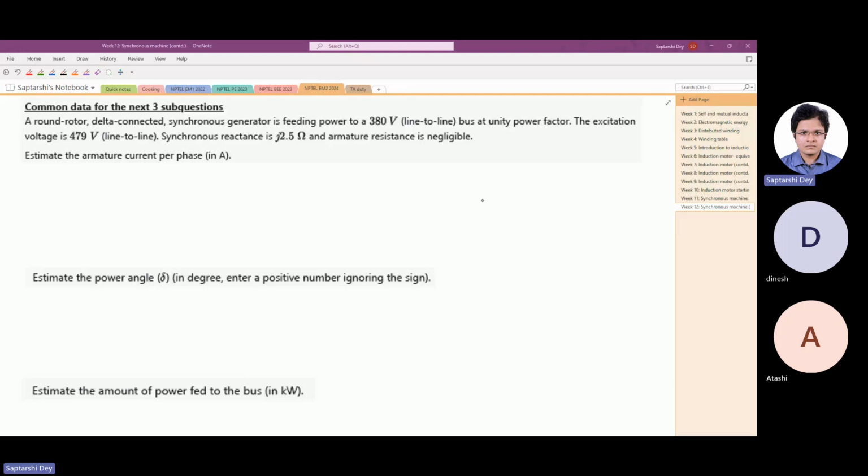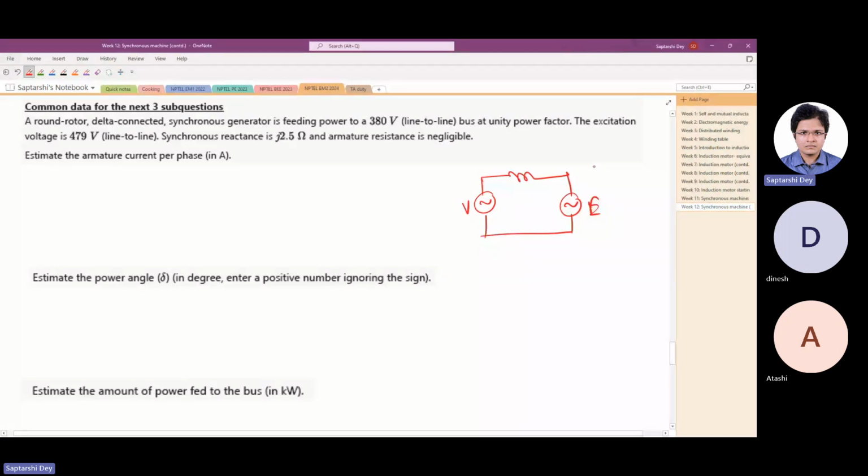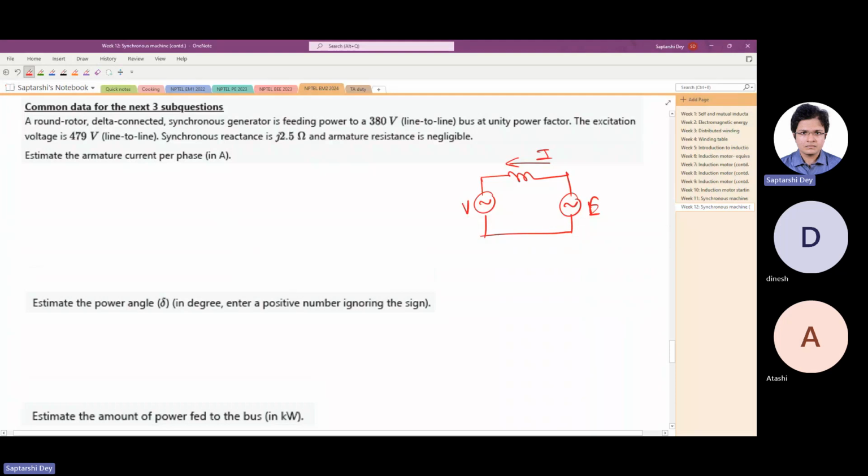You can quickly draw the equivalent circuit. Looks like this for the generator. So let us take it this way. Doesn't matter. You should be very flexible in doing all this. In whatever direction we draw the current, voltage, whatever, it doesn't matter.